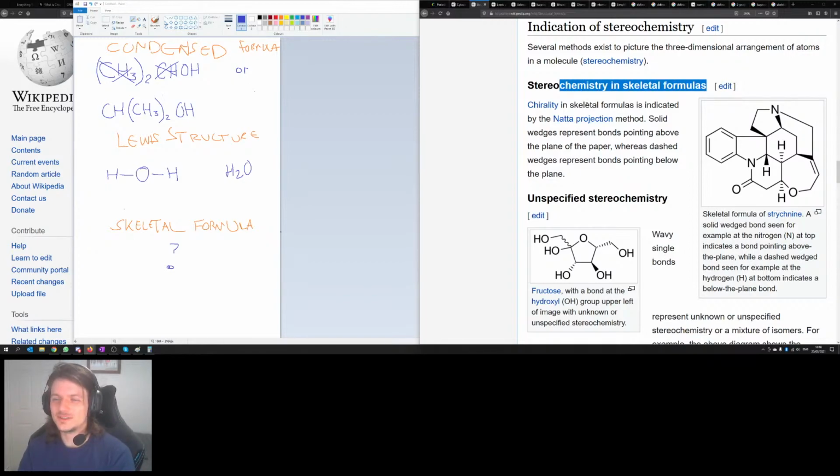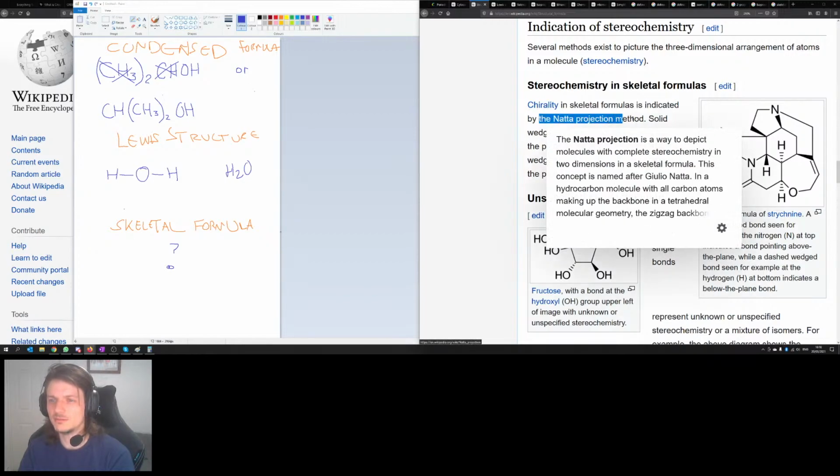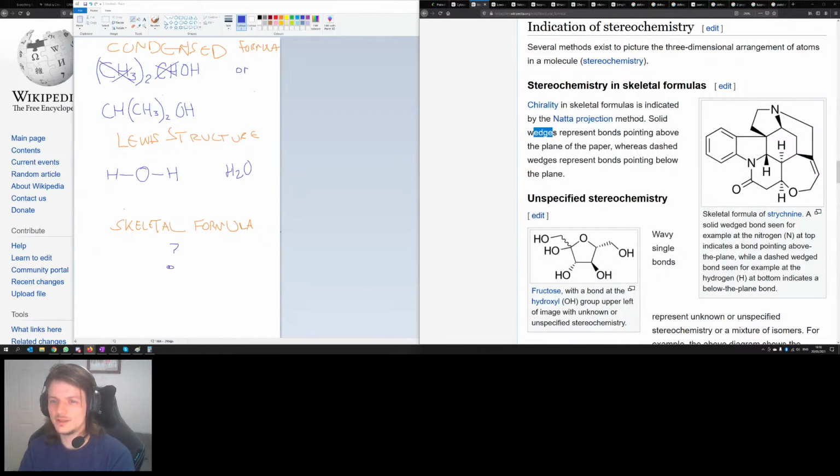Stereochemistry and skeletal formulas. In skeletal formulas, this is the complex one, chirality is indicated by the Natta projection method. Solid wedges represent bonds pointing above the plane of the paper, whereas dashed wedges represent bonds pointing below the plane. So these wedges here, plane of the paper.